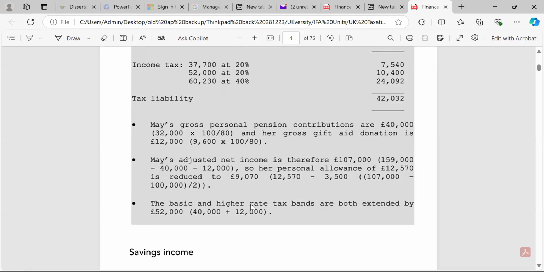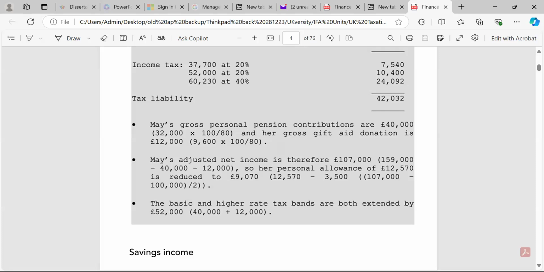The basic and the higher rates are both extended by 52,000, 40 plus 12. So that is the 52. That's the reason, because the extended rate is 20, and then the remaining income will be paid at 40%. So we have to look around the pension contributions and donations, because we can save on the tax. That's the way we need to adjust. Anybody, any question, please?